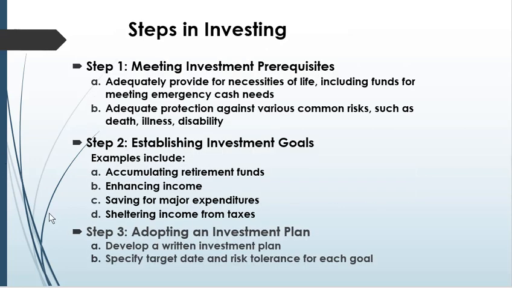So there are several steps in the investment process, if you will. You need to meet some prerequisites before you even think about investing. You have to make sure that we adequately provide for the necessities of life. You obviously have to be able to pay your current bills, and you need to have some form of an emergency fund. Something built so that when a rainy day comes, you have access and you don't have to go to your other assets, your investment assets, in order to pay for these rainy day events.